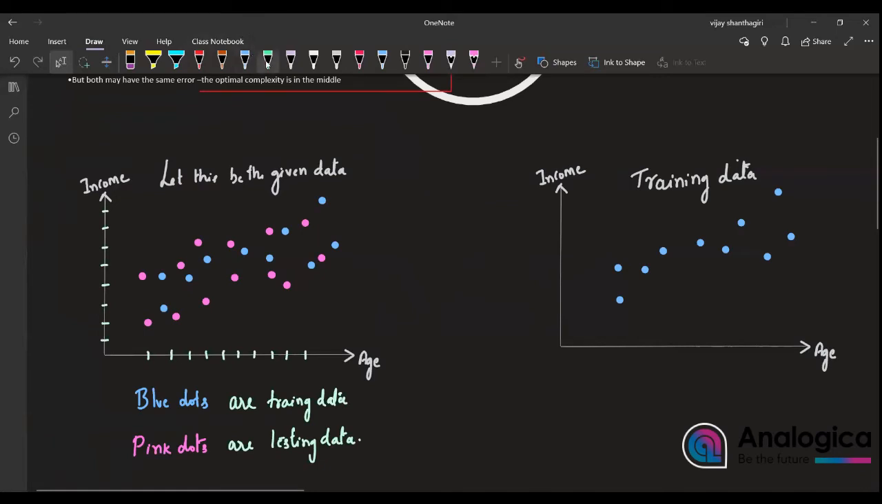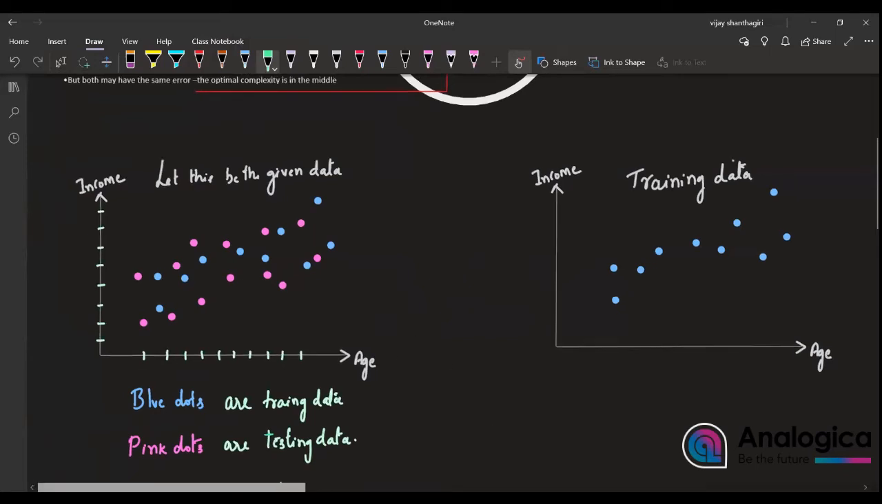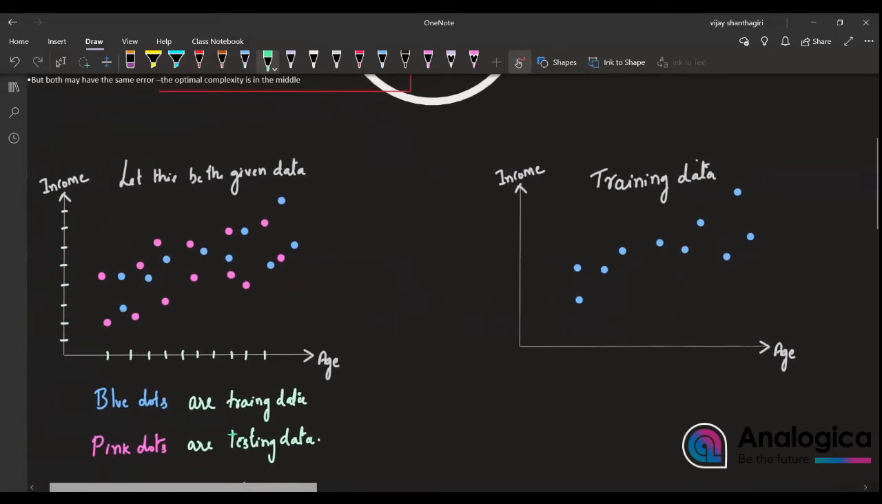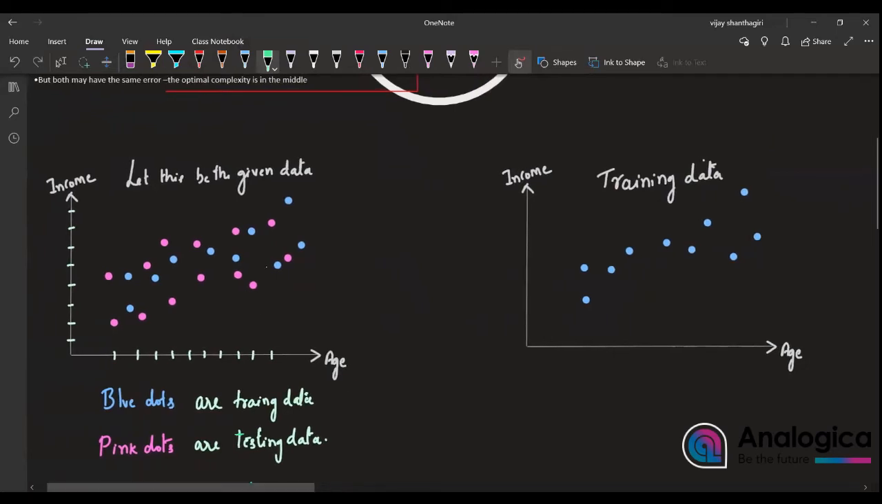Okay, I see that there is no property, so I'm going to draw that. Okay, now it becomes a testing data. All right. So from this, what we have to do, we have to remove the testing data from it and train the model on the training data, right?